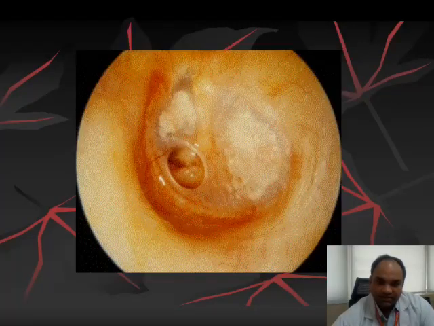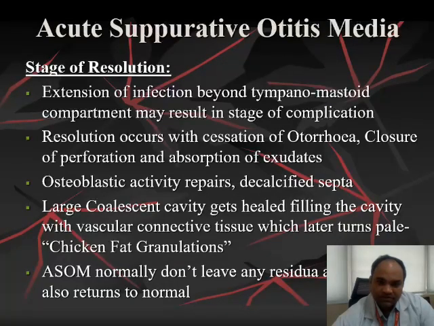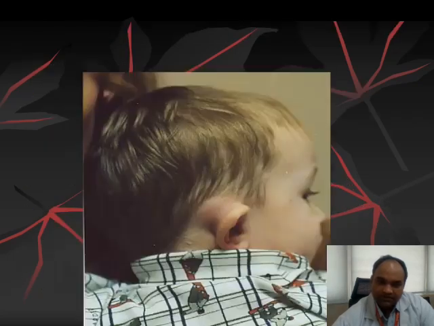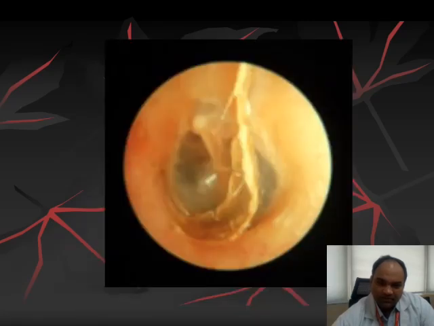You can see a perforation at these patches here, these images. Stage of resolution: extension of infection beyond the tympanomastoid compartment results in the stage of complication. Resolution occurs with cessation of otorrhea, closure of perforation, absorption of exudates. You can see the sagging of the pinna here. Okay, here you can see. Then again you can see the problems here.